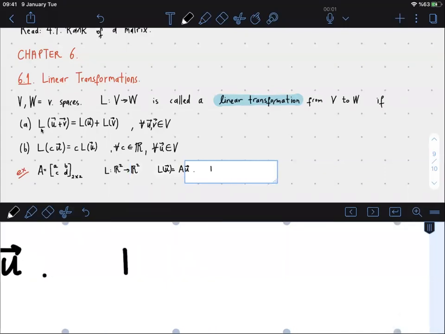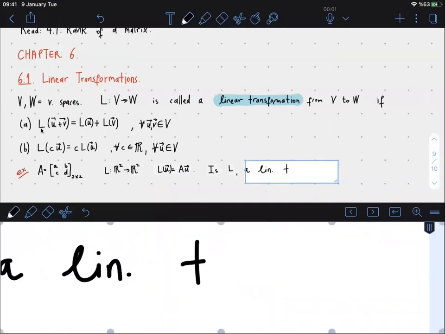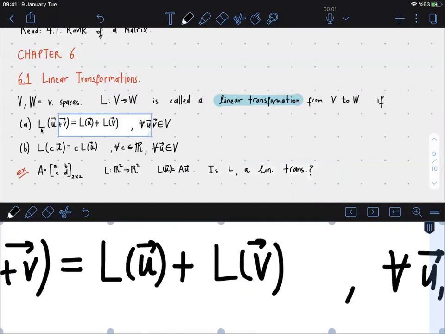So the question is this: is L linear? Is L a linear transformation? Let's write it like this. Is L a linear transformation? Well, we have to check whether it satisfies these two conditions. So is it true that if I first add the vectors and take L, it is the same as first applying L and then adding them?